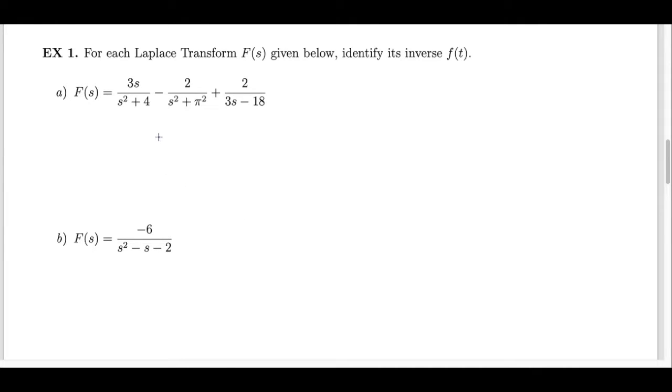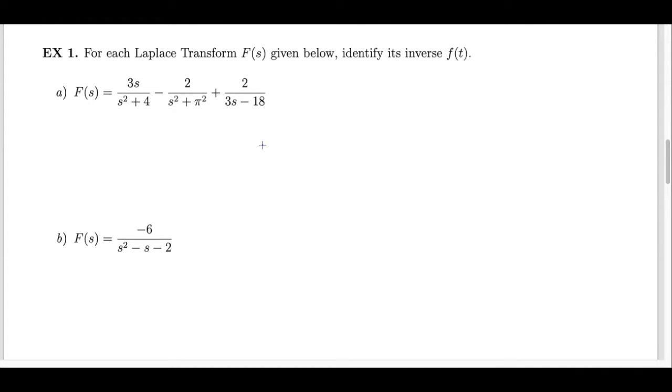In this first example, I have several fractions here. I know that I can take the transform of each individually, and my first step is to just investigate the general structure of each of these fractions. These first 2 have the form s squared plus a constant in the denominator. The difference is that this first one has an s in the numerator, and this is just a constant. And this third one basically has the structure of a constant over s minus something.